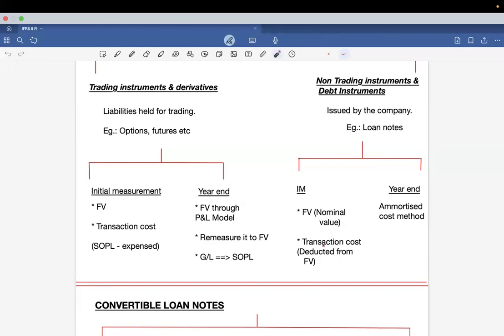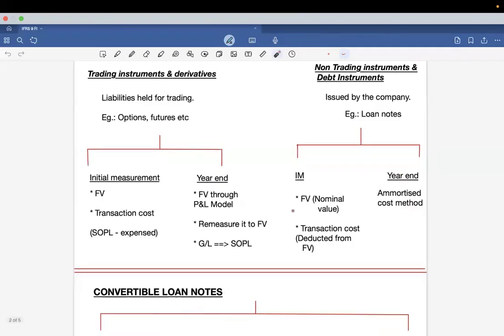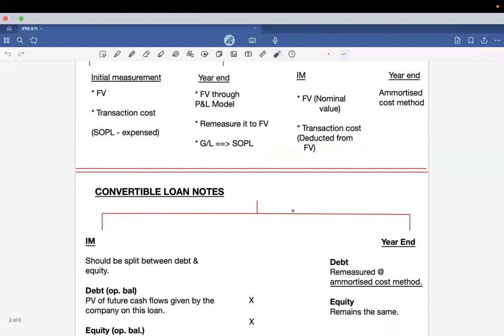This happens because it is a non-trading instrument. And at the year end, you're going to use a method called the amortized cost method, which is kind of a table that we will study later on. Now, the next one is convertible loan notes.